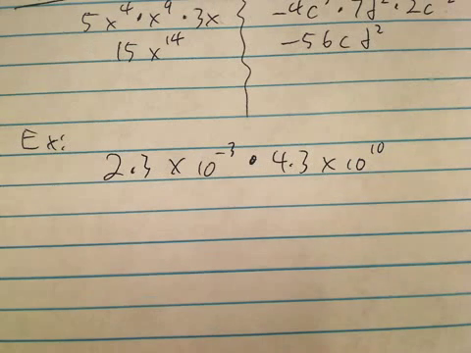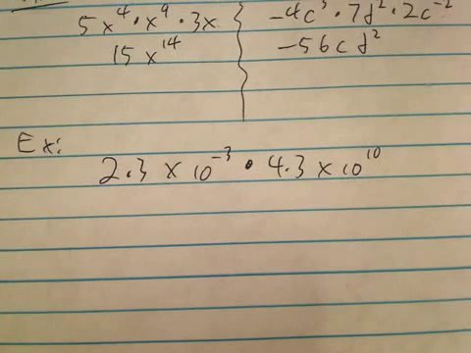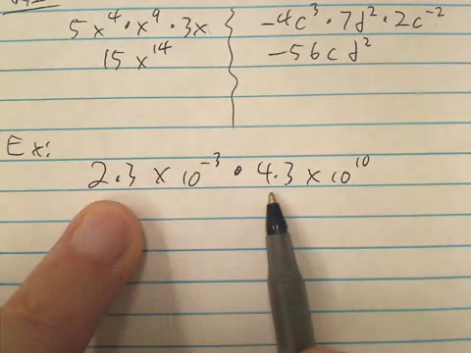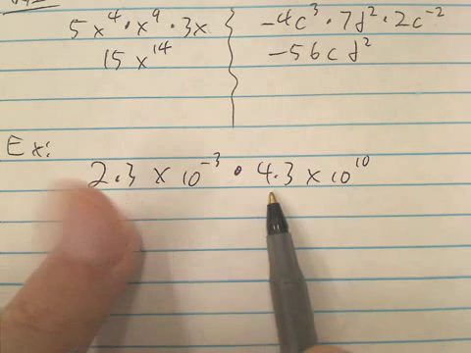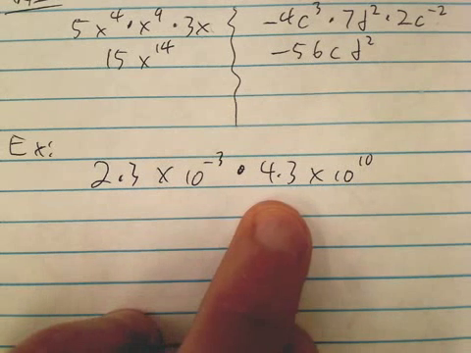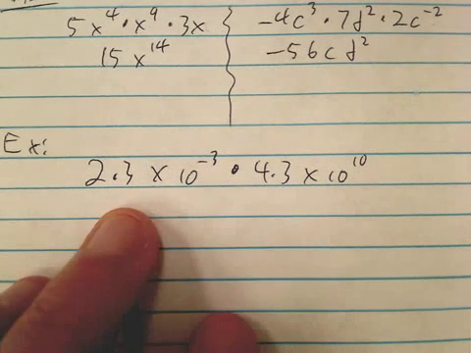Couldn't read my writing, but then I realized it doesn't matter. Okay? We're going to follow these same rules. So multiply the numbers out front. 2.3 times 4.3. I'm trying to punch this in my calculator and say it at the same time.